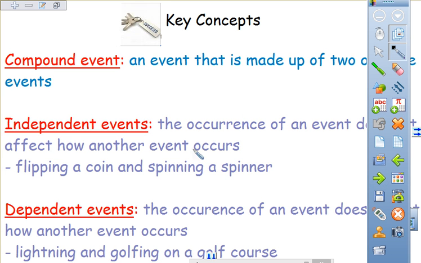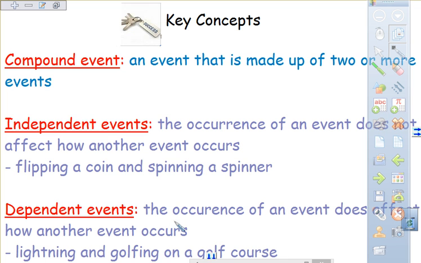So here are our key concepts. A compound event is an event that is made up of 2 or more events. Independent events: the occurrence of an event does not affect how the other event occurs. So another example is flipping a coin and spinning a spinner. One will not affect the other.